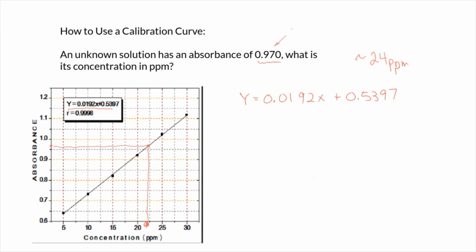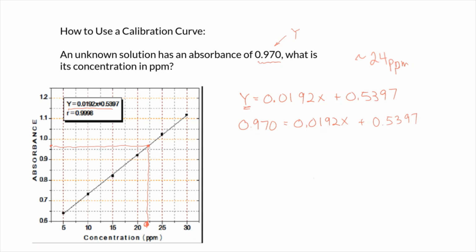This value here is the y value. I put that into my formula, I solve for x, and that's going to give me a much better value with better significant figures for my value for the concentration. So it's going to be 0.970, which I'm plugging in for the y, equals 0.0192x plus 0.5397.